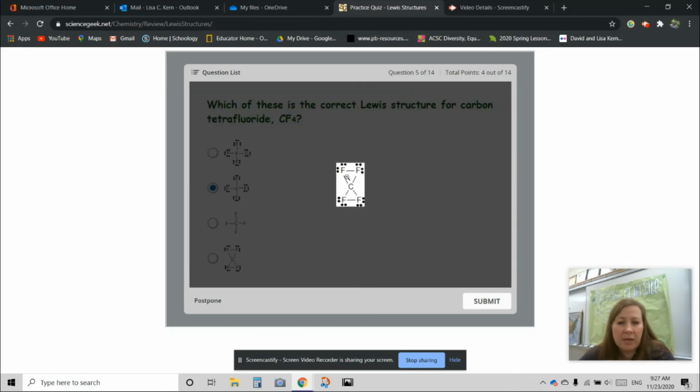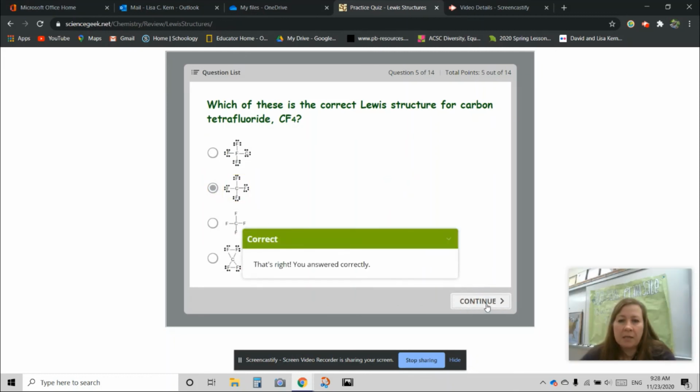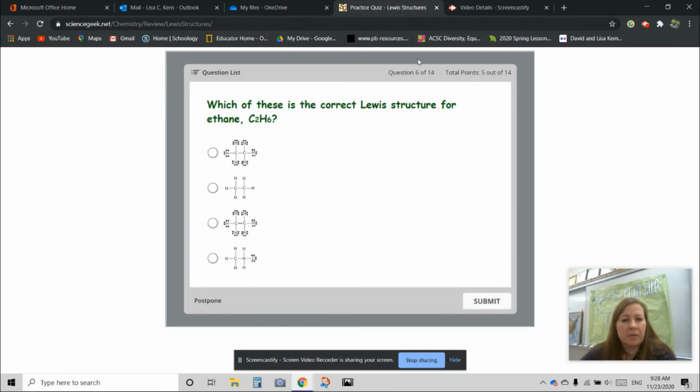But let's check the math here. We should have 32. We've got 2, 4, 6, 8, 10, 12, 14, 16, 18, 20, 22, 24, 26, 28. So that is not the right amount of electrons. So B is definitely our answer. And let's do one more and then we'll wrap up the quiz here.